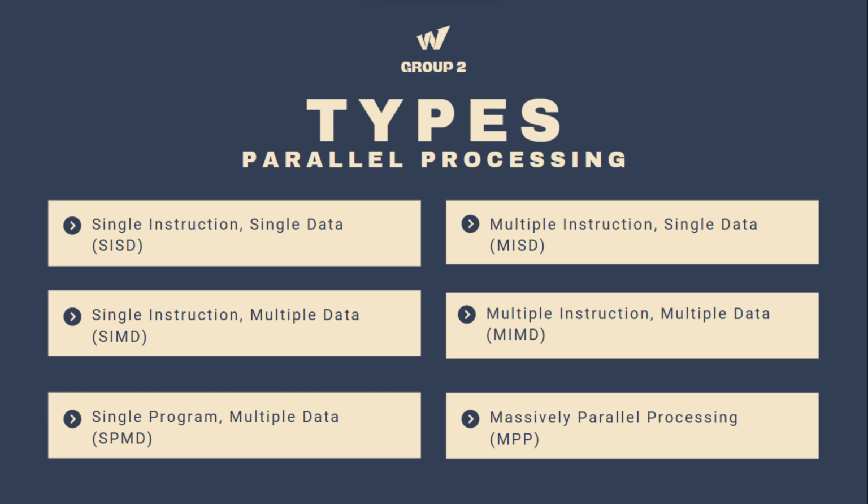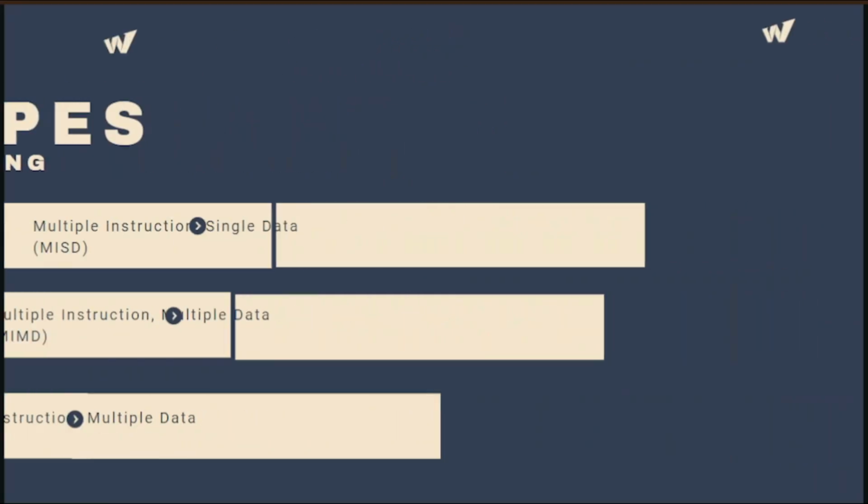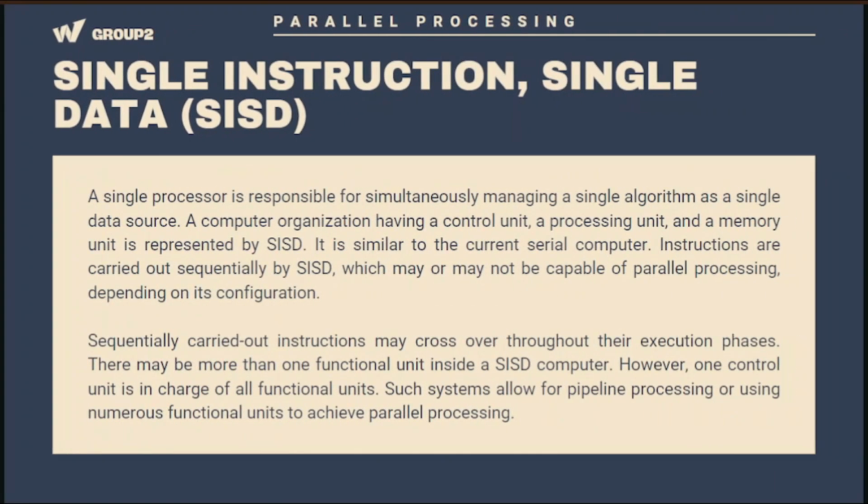So moving on, single instruction, single data is a single processor. It is responsible for simultaneously managing a single algorithm as a single data source. A computer organization having a control unit, a processing unit, and a memory unit is represented by SISD or single instruction, single data. It is similar to the current cellular computer. Instructions are carried out sequentially by SISD, which may or may not be capable of parallel processing depending on its configuration.